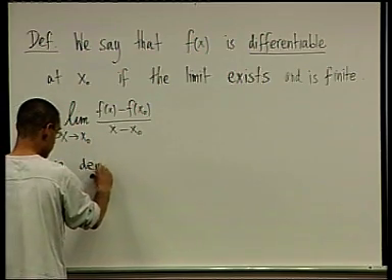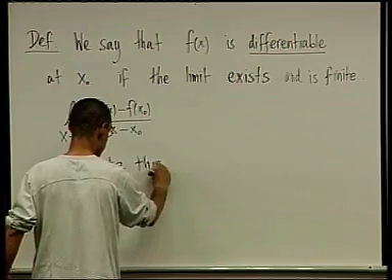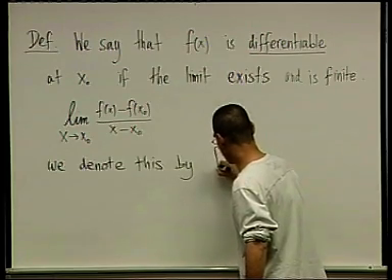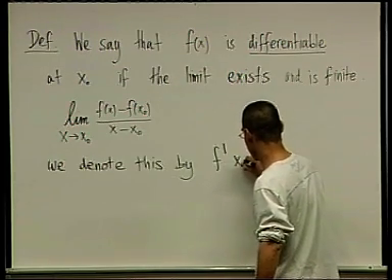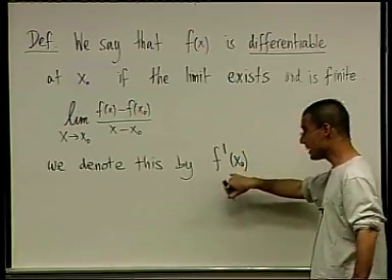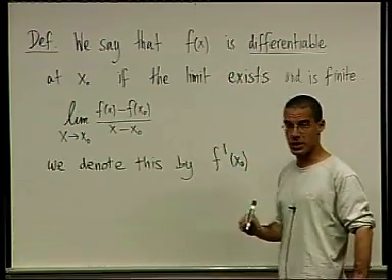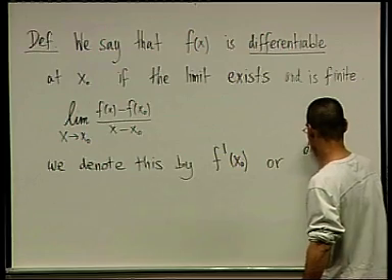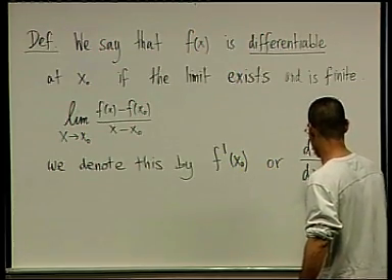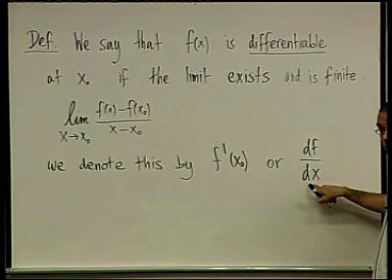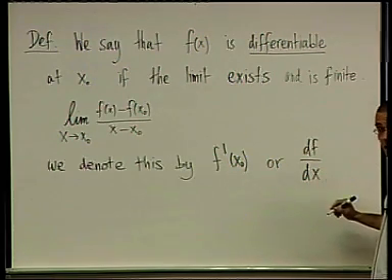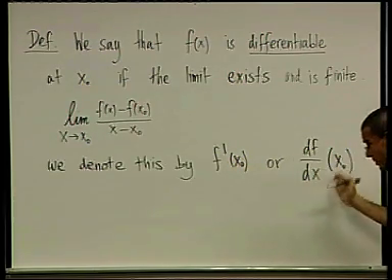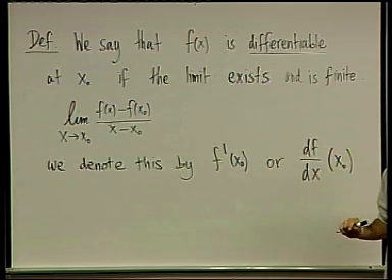We denote this by, so there are two notations. One is f prime at x0. So f prime at x0 is defined to be this. Okay? Or, this is what's called Leibniz notation. I don't know if you encountered it. df divided by dx. And usually we say df to dx at x0. So these are two notations for exactly the same thing, this limit. Okay?